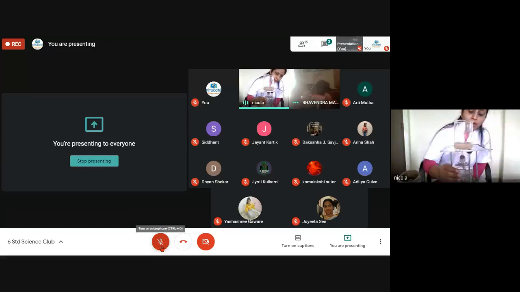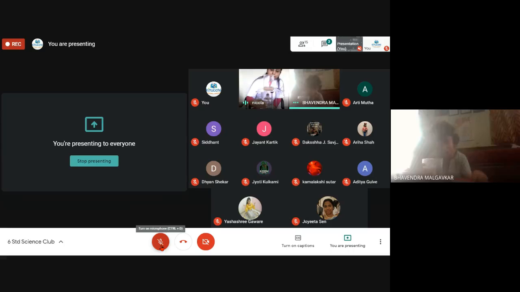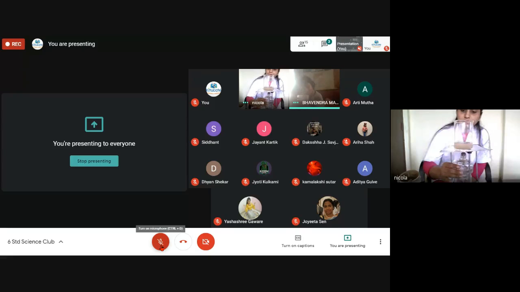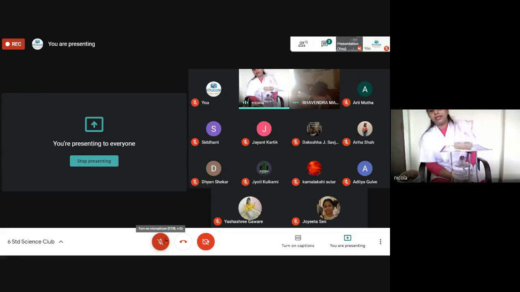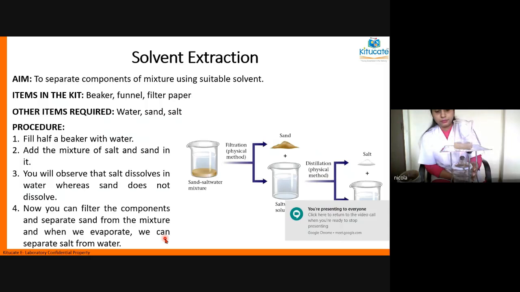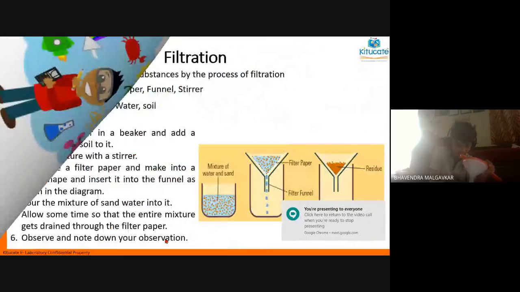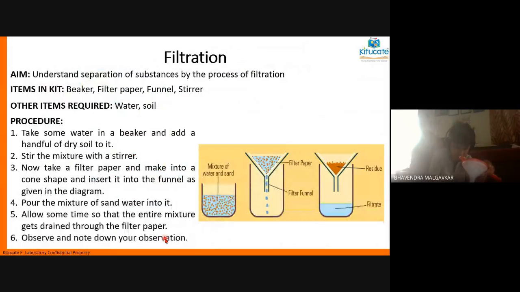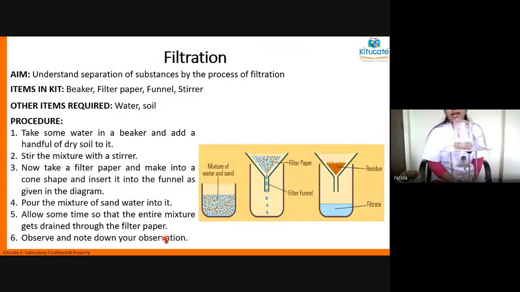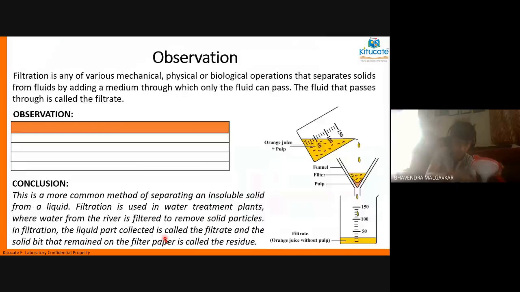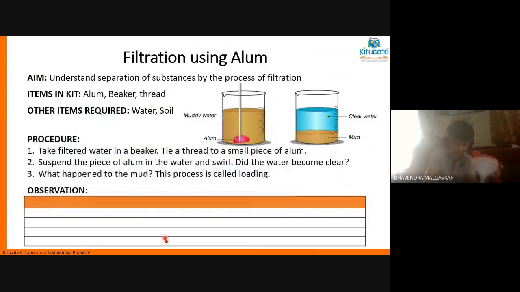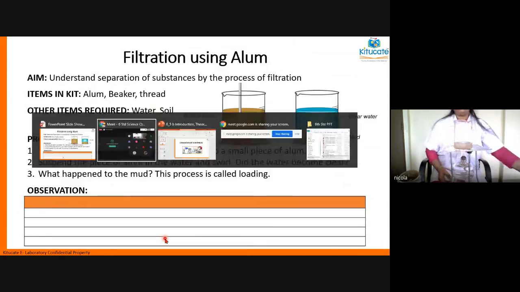Can you all carry it out? Heat the filtered water. In the next class, I'll be asking you whether you have obtained the salt. So we can move on to the next activity now. We have already carried out this experiment. We can move on to the next activity. Okay, filtration using alum.